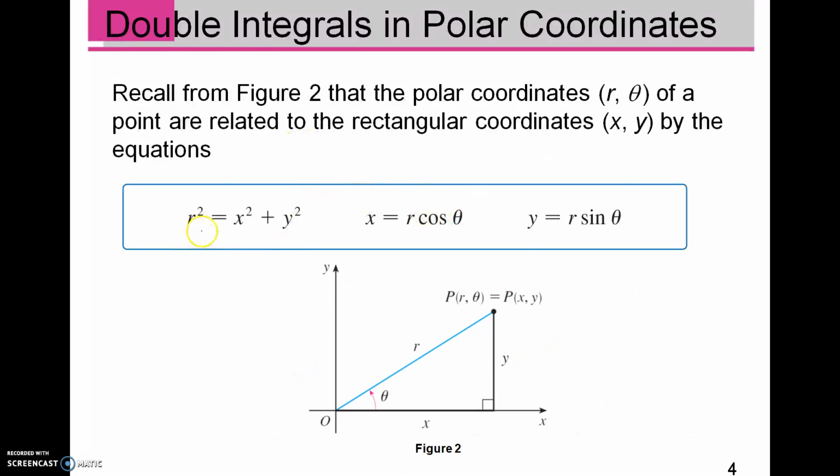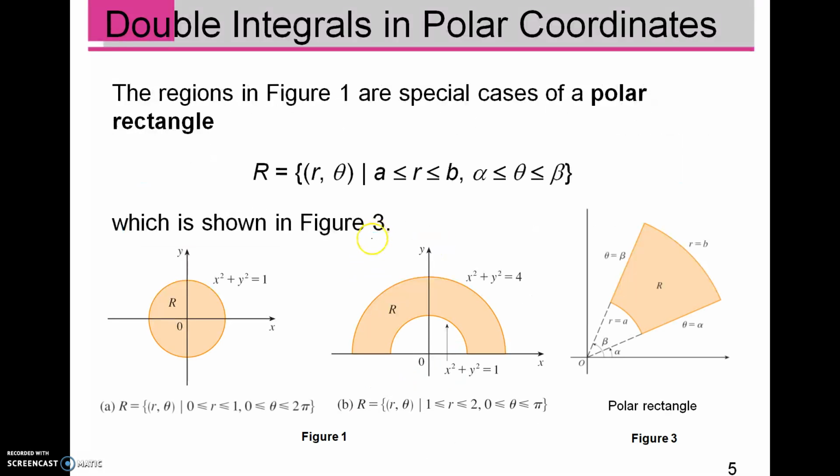Again, you've got r squared equaling x squared plus y squared, x equaling r cosine theta, and y equaling r sine theta. So these circular regions, these disks, are really considered polar rectangles. You can think of these in the polar coordinate system as rectangles defined that way. And your R is going to be the set of (r, theta), where r goes from a to b, and theta goes from alpha to beta.